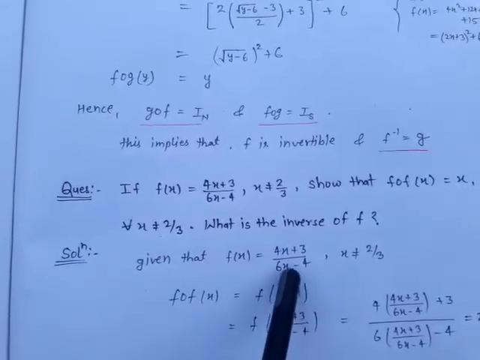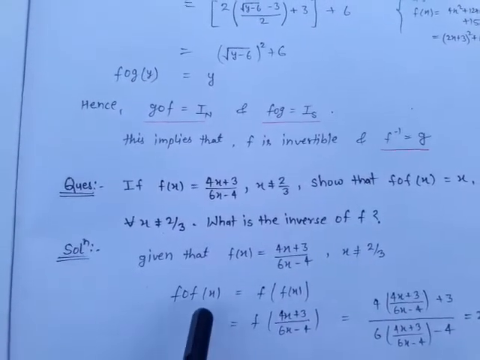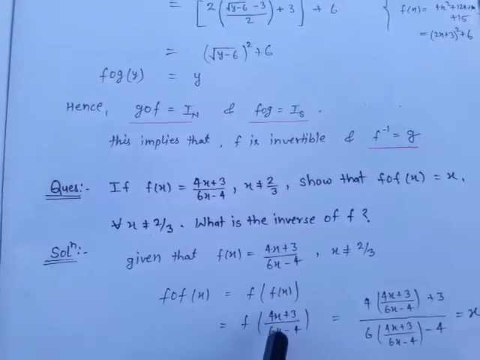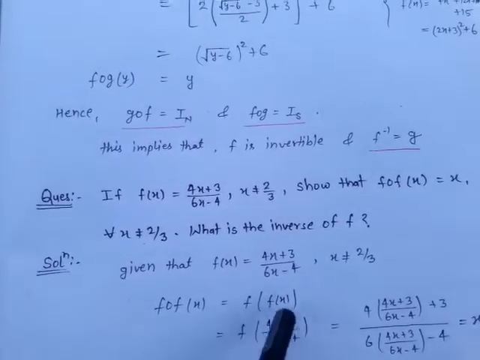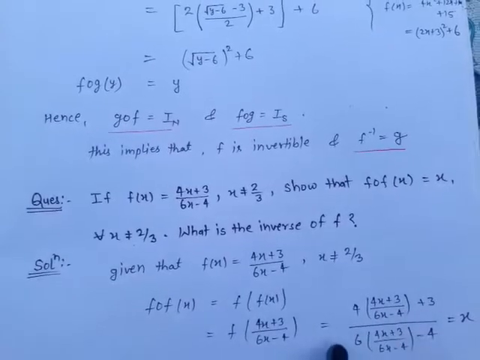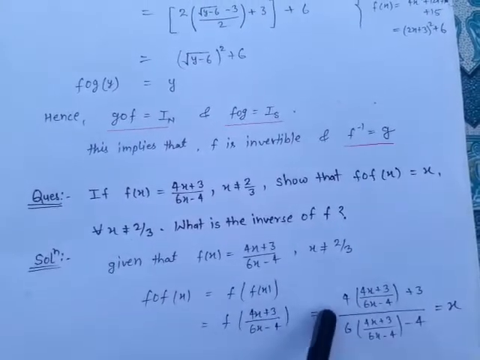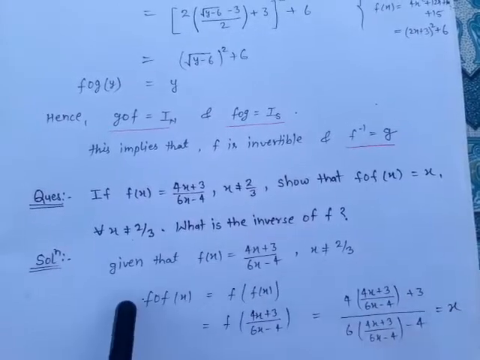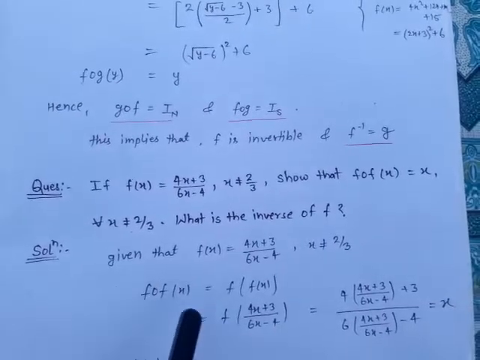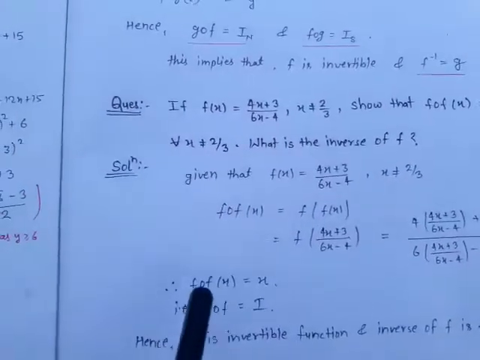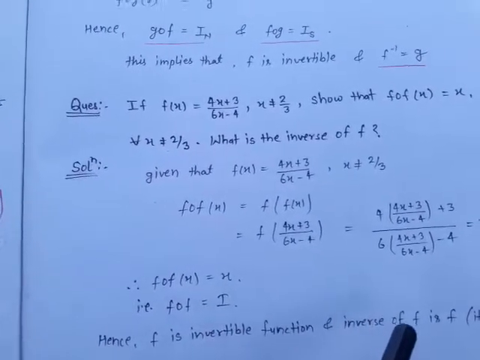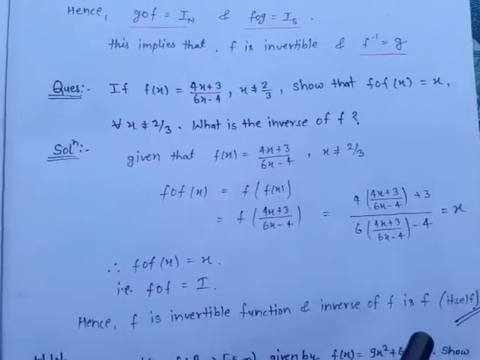Given that f(x) is equal to this, x ≠ 2/3, we write f(f(x)), putting the value of f(x), and in place of x we put this whole form: 4 times this form plus 3, over 6 times this form minus 4. Solving this we get x. f(f(x)) = x, so this is the identity. So f is invertible. So f(f(x)) = x, that is fof = I, hence f is an invertible function, and the inverse of f is f itself.